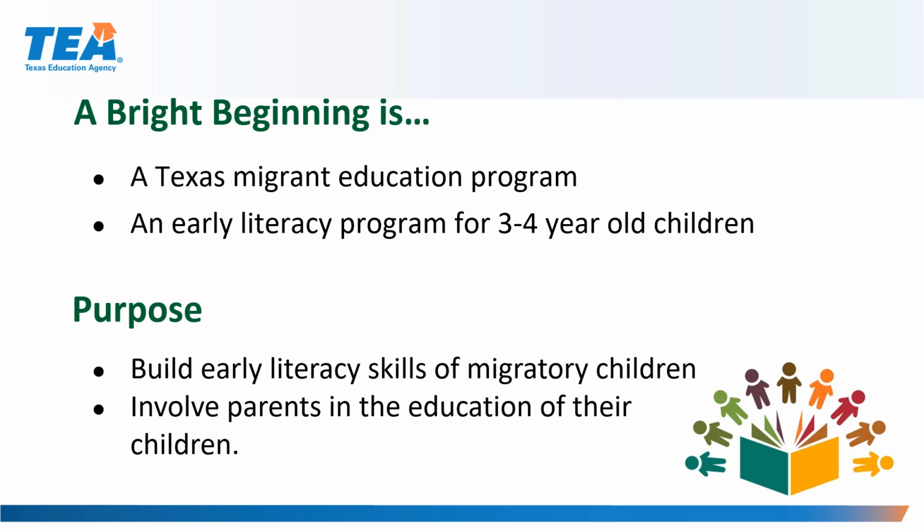A Bright Beginning is an early literacy program for 3- and 4-year-old children in the Texas Migrant Education Program. The purpose of A Bright Beginning is to build the early literacy skills of migratory children and to involve parents in the education of their children. The goal for children who participate in this program is to develop the pre-reading skills necessary to be successful in kindergarten. The goal for parents who participate in the home-based version of this program is to learn the strategies they need to support their children's oral language development and to help develop early literacy skills.